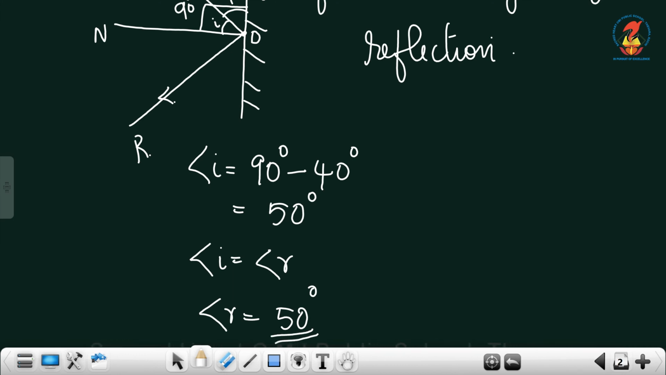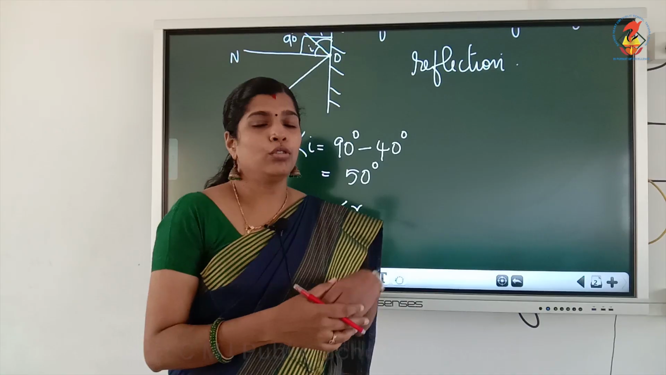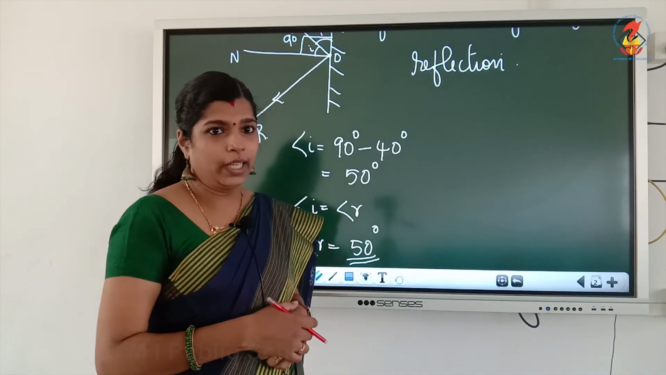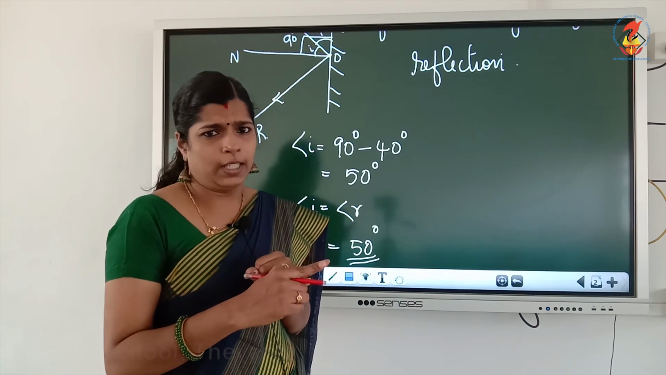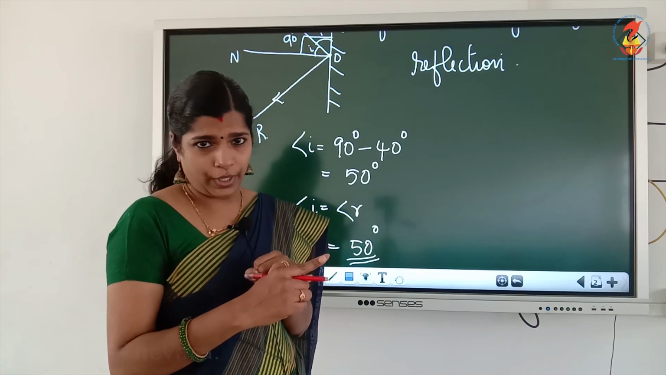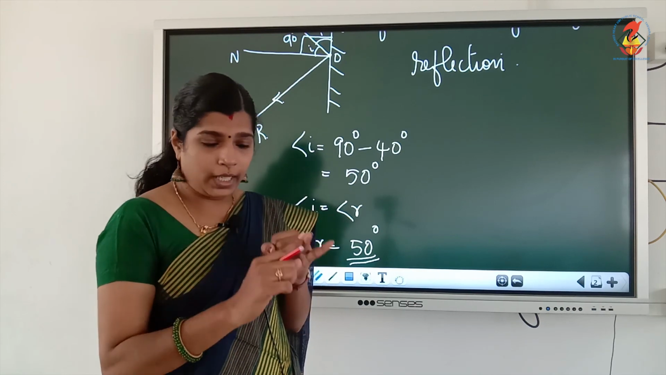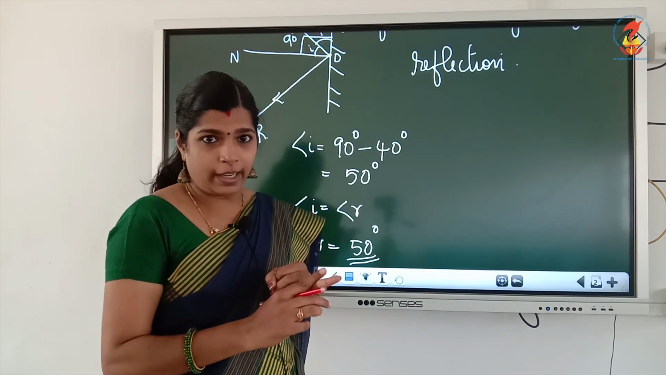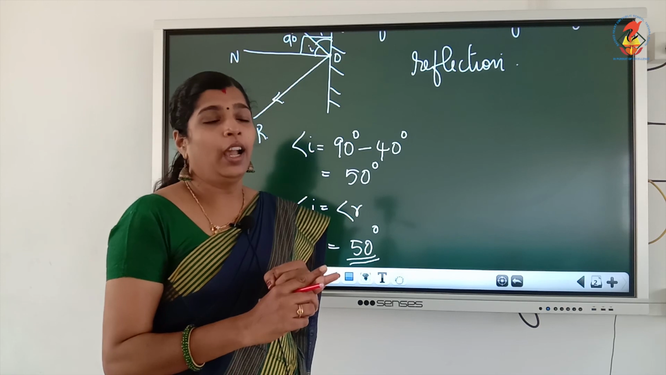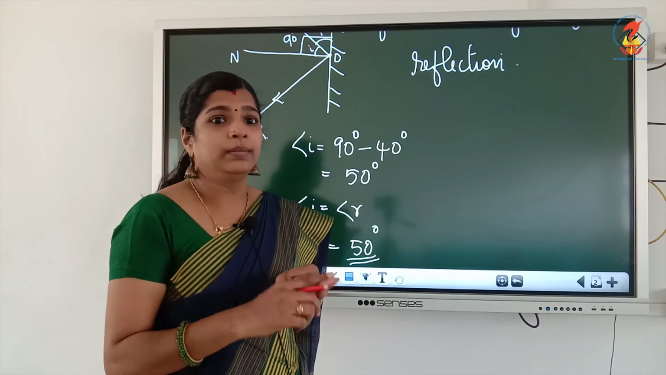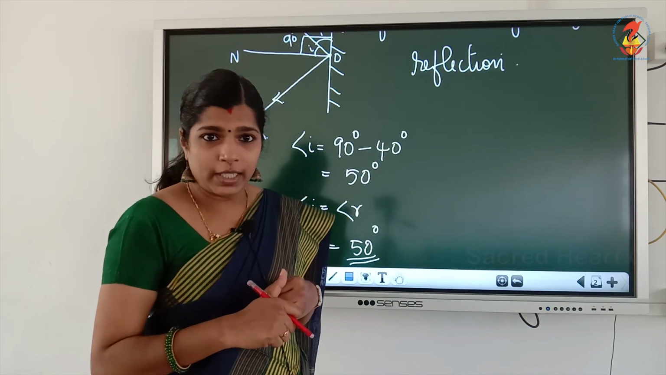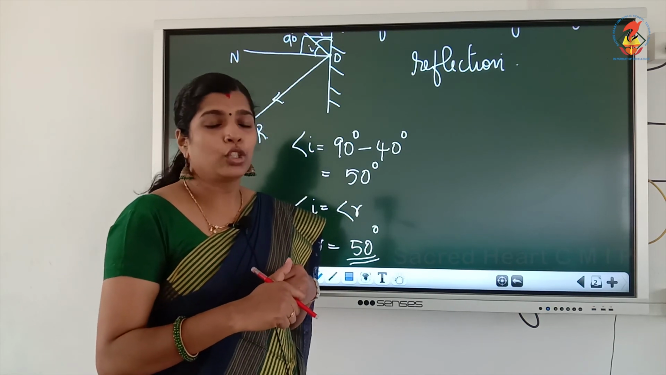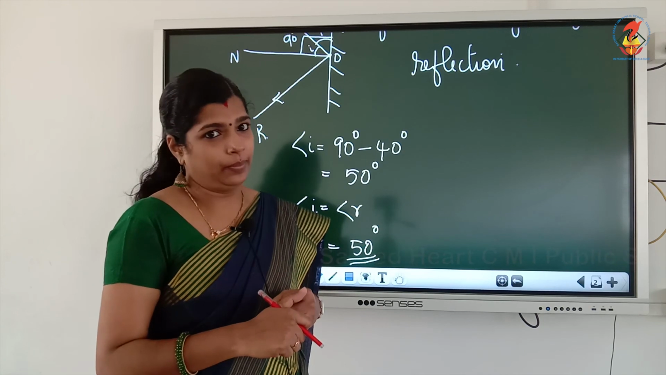Okay, it's clear? So, two laws are there for reflection of light. First law: the angle of incidence is equal to the angle of reflection. Second law: the incident ray, the reflected ray and the normal at the point of incidence should lie in the same plane.